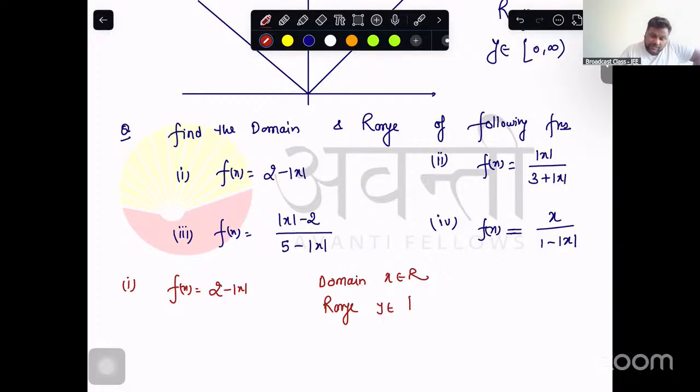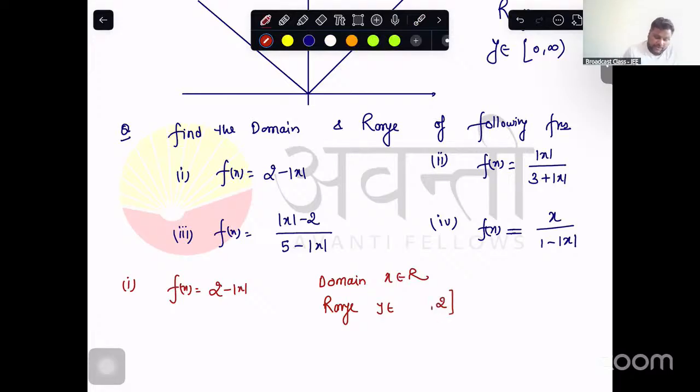See, this f(x) or y will be maximum when the quantity you are subtracting is minimum. This f(x) will be maximum while this mod x will be minimum. The minimum value of this mod x is 0. So the maximum value of the range is going to be 2.